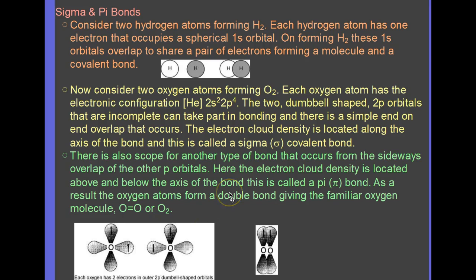So sigma and pi bonds. Consider 2 hydrogen atoms forming H2. Each hydrogen atom has 1 electron that occupies a spherical 1s orbital. On forming H2, these 1s orbitals overlap to share a pair of electrons, forming a molecule and a covalent bond.